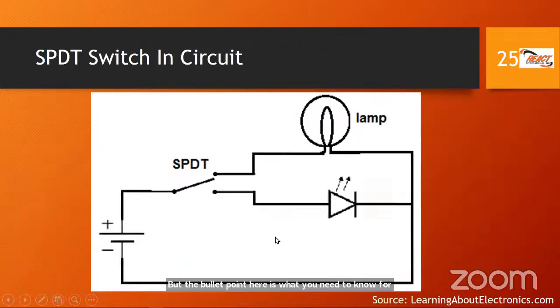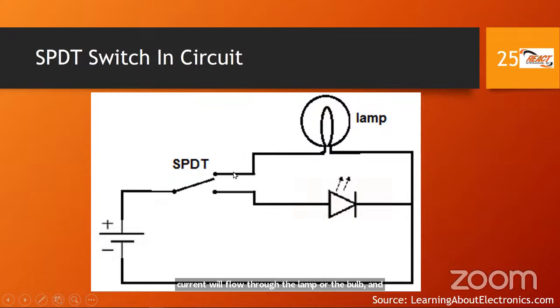Okay, so let's make it real. This is a schematic. It's a circuit diagram. We should recognize most, if not all, of the symbols here. We have the wires that connect the components together. We have our battery. We have our single pole double throw switch. We have a lamp and we have an LED. So that's pretty much it. When the switch is in this position, the current will flow. Conventional current is positive to negative. The current will flow through the lamp or the bulb and come back this way and complete the circuit.